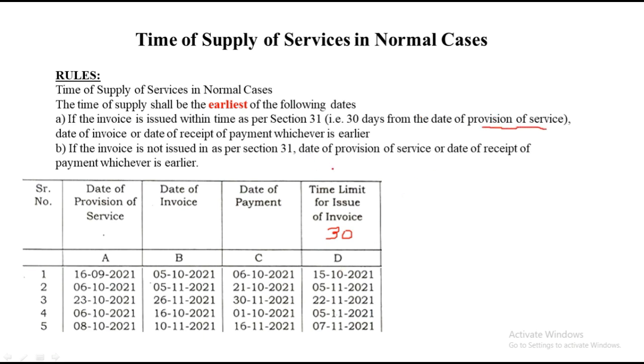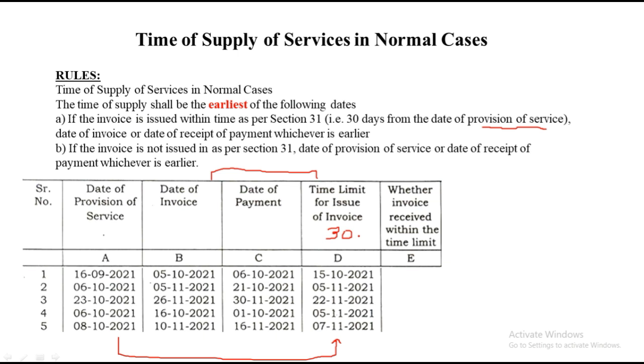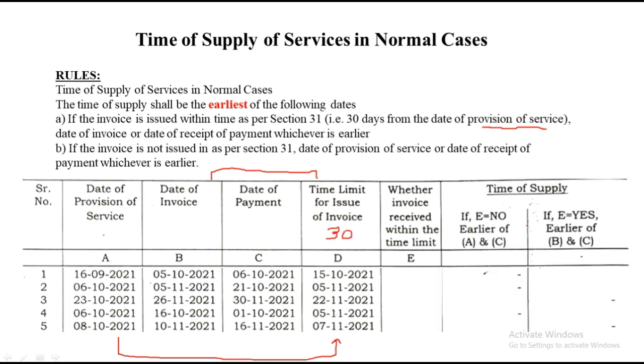Okay, so this is important. Time limit for issue of invoice, that the heading will be time limit. It will be from the date of provision, whatever provision of service is there, 30 days ahead of that, get the dates. Now you have to make a comparison between date of invoice and time limit. Whether invoice is issued within the time limit or not. Okay, we'll have to do that. And so you can get two answers. If yes, we'll have answer one, and if no, then there will be another answer for that. Okay, so check this. Compare date of invoice with time limit. Your time limit was 15th October, date of invoice was 5th October.